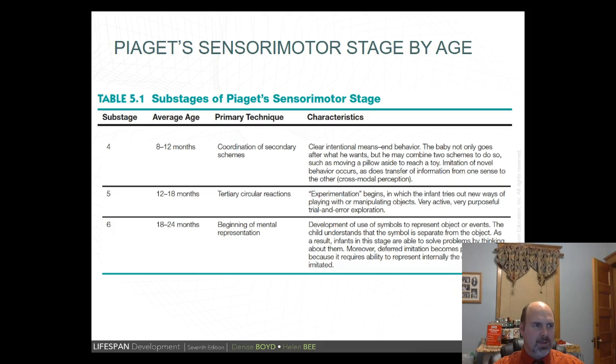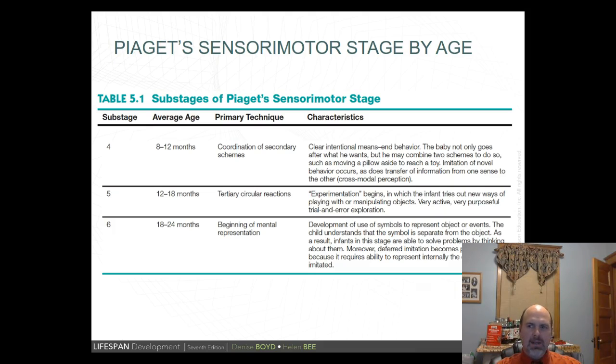Next is substage 4. That's from 8 to 12 months. And this is where the child coordinates secondary schemes. This is where infants intentionally put two schemes together to solve a problem or reach a goal. Intentionally, it's a new feature. These new behaviors are no longer discovered by accident. For example, an infant sees a toy behind a box, pushes the box aside, and reaches for the toy. So the infant is intentionally combining pushing and reaching schemes to reach their goal.